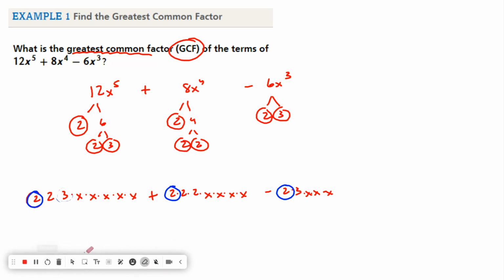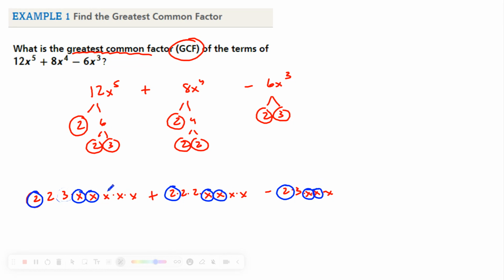Now if I look at the x's, I have one x that's common, I have two x's that are common, and I have a third x that's common. But notice there are no more x's in this last term, so there are no other x's. So if we look at everything we circled from each term, we circled a 2 and 3 x's. So our GCF is going to be 2 and then 3 x's, which is x to the 3rd.